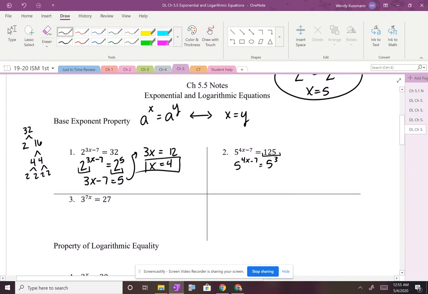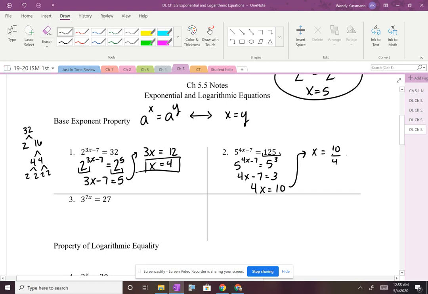So again, using the base exponent property, if the bases are equal, the exponents must also equal. The 5's aren't disappearing or canceling. They just use the base exponent property. That tells us that 4x minus 7 equals 3. Add 7 both sides. 4x equals 10. Divide. x equals 10 over 4.